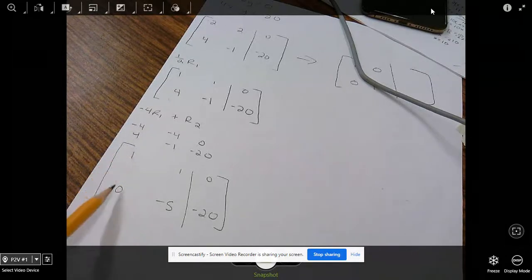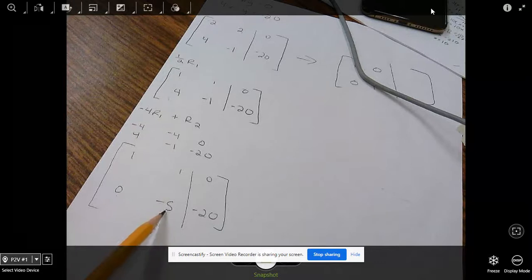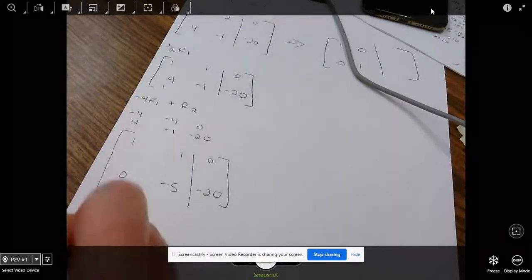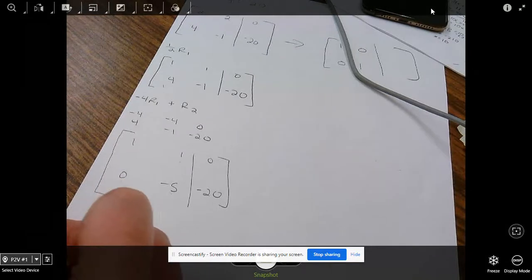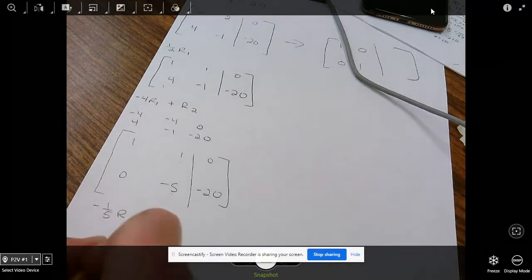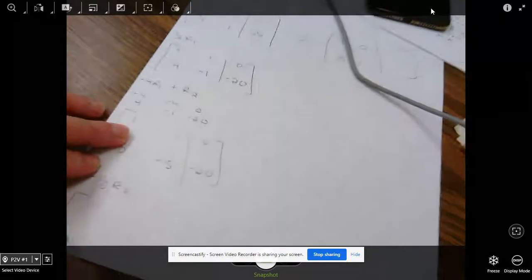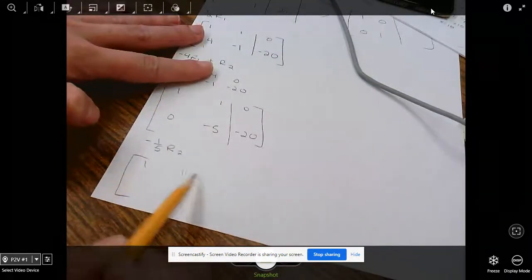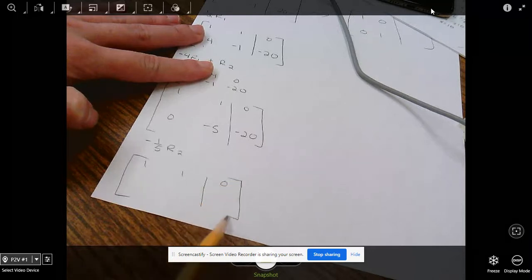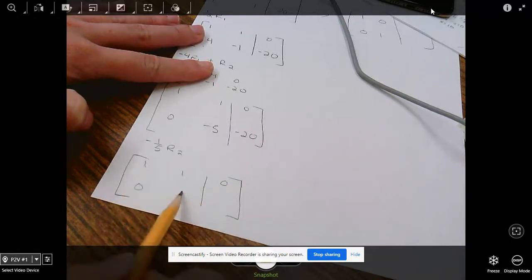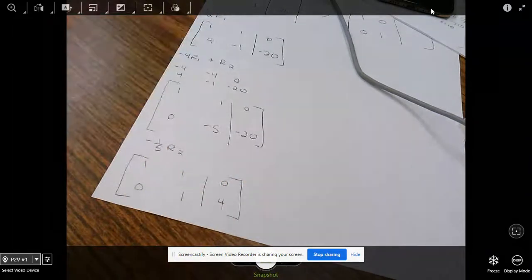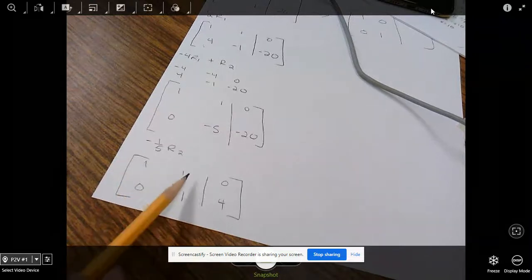So this 1 was used to knock this out. We're going to create this to be a 1 to knock this out. So what do I multiply by? Negative 1/5, because we want it to become a 1, a positive 1. So if I'm just changing row 2, I'm going to leave row 1 as it is. If I multiply negative 20 by negative 1/5, it becomes 4. Okay, so 1, 0, 1, what does this need to become?